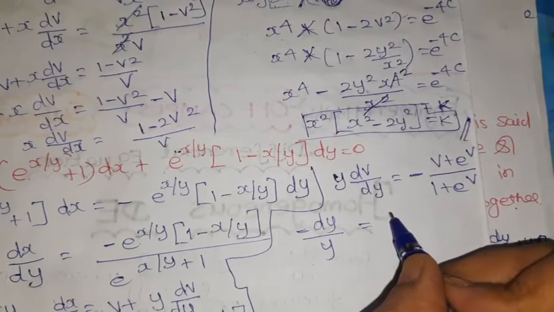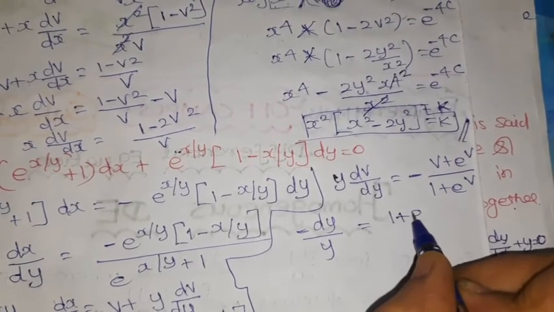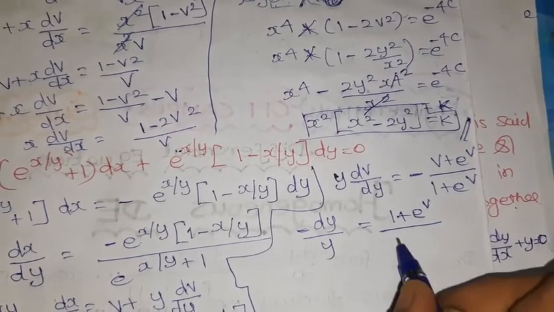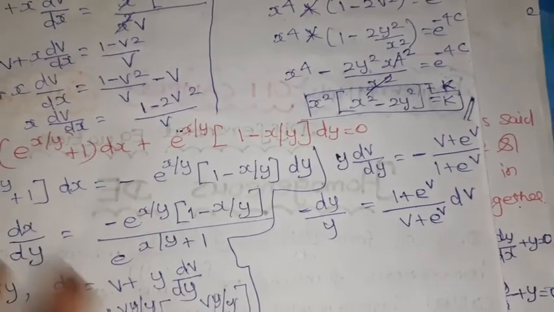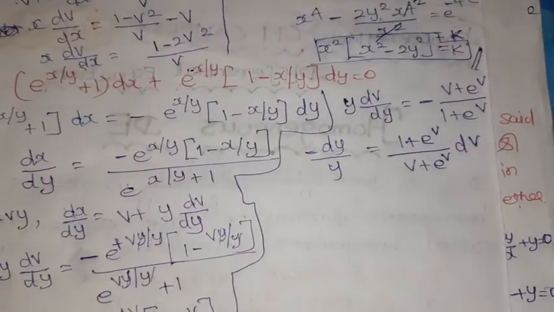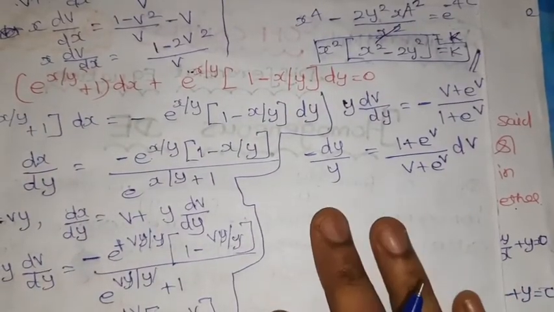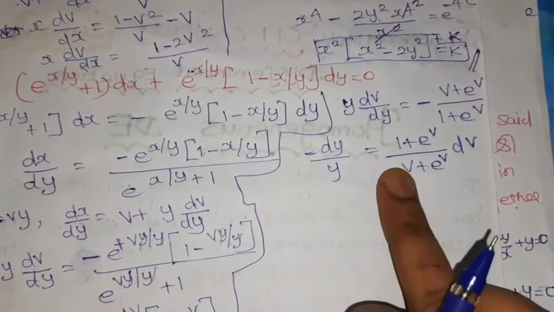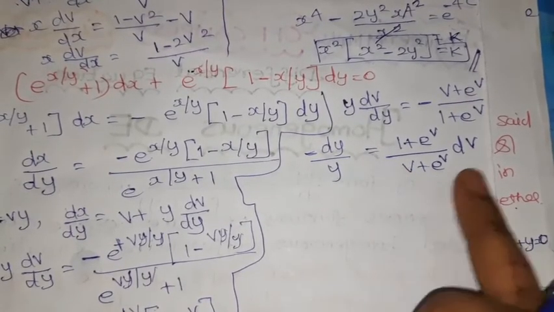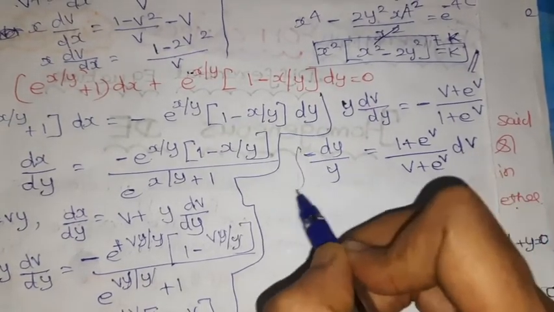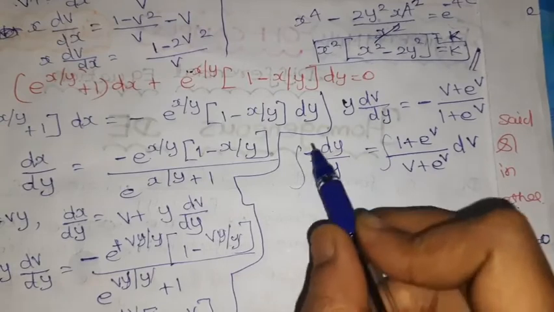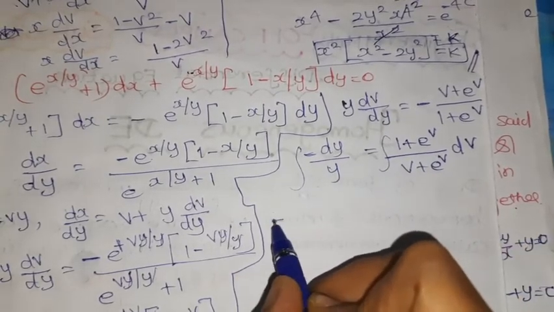1 plus e power v divided by v plus e power v into dv. By separating these two variables, we can get this function: minus dy by y equal to 1 plus e power v divided by v plus e power v dv. So, by integrating on both sides, what we will get? Minus dy by y is nothing but minus log y.